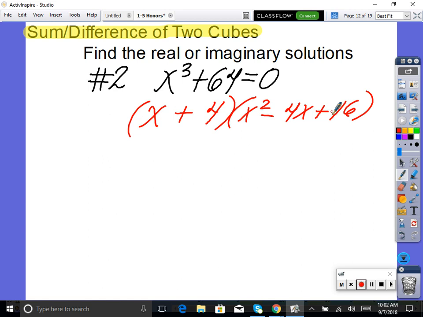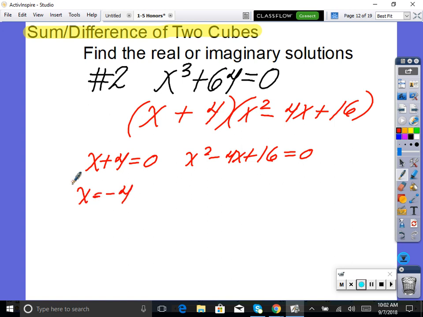Okay, awesome. Let's solve this. So we have x plus 4 equals 0. X squared minus 4x plus 16 equals 0. So x equals negative 4. There's one of our solutions, the one place it does cross the x-axis. And then we're going to need the quadratic formula for that bad boy. Ready, set, you go.